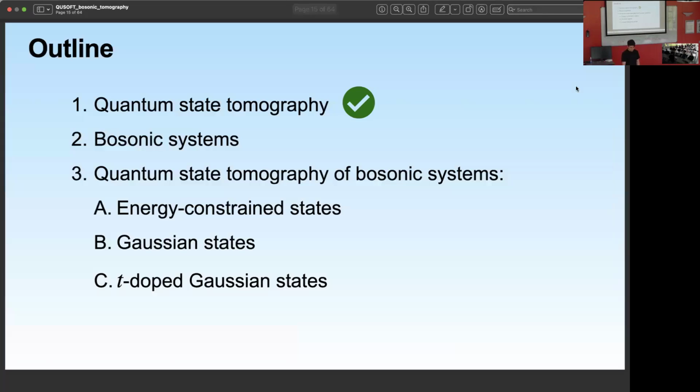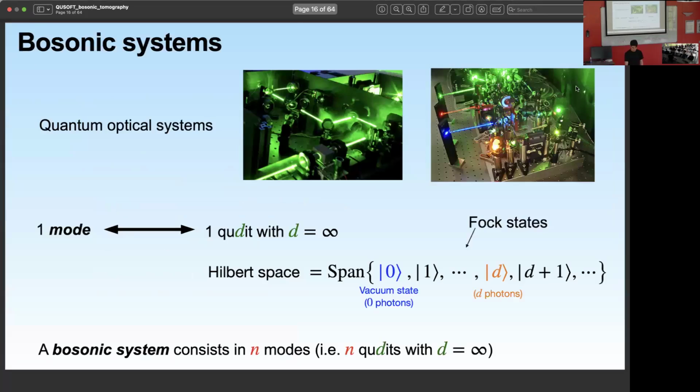And okay, now let's see what a bosonic system is. We are talking about quantum optical systems: lasers, beam splitters. Basically, the role played by one qubit or one qudit is played in the bosonic setting by the so-called one mode. You can imagine one mode as one qudit with infinite dimension. The Hilbert space of one mode is the span of 0, 1, 2, and so on for all the natural numbers. These basis states are called the Fock states, and they represent the photons in your mode. For example, 0 is the state with 0 photons, the vacuum state, 1 is the single photon state, and d is the state with d photons. This is the Hilbert space of one mode.